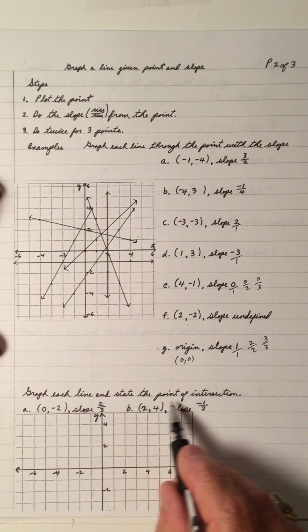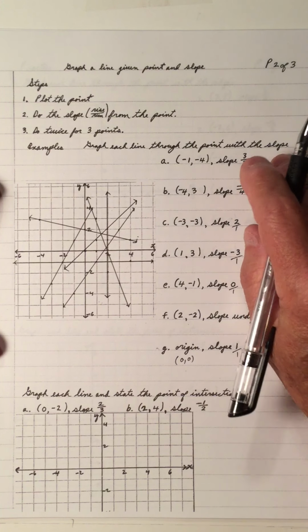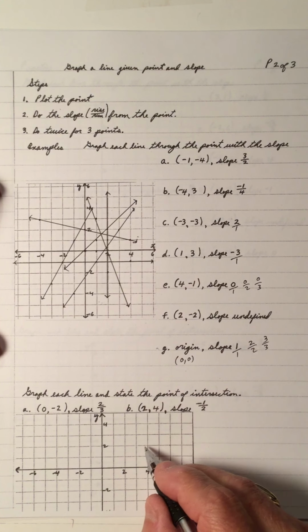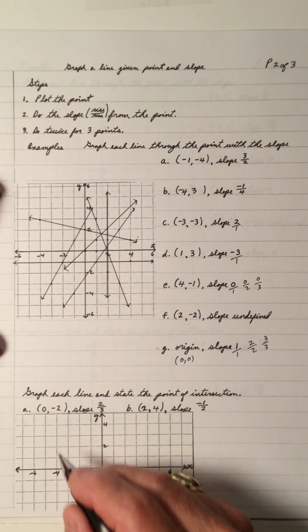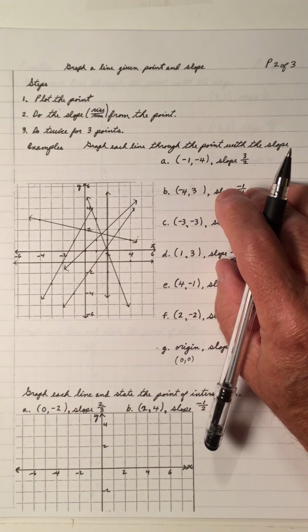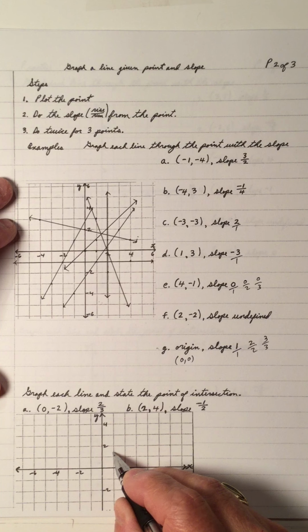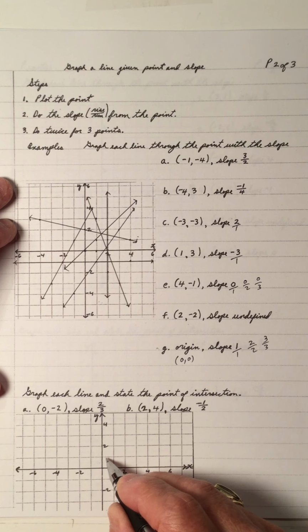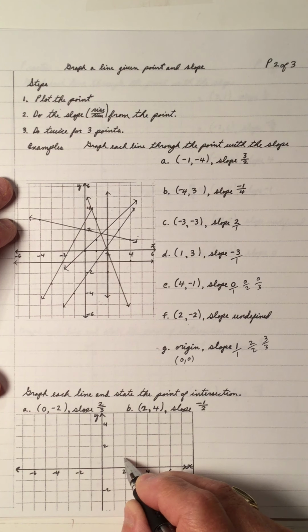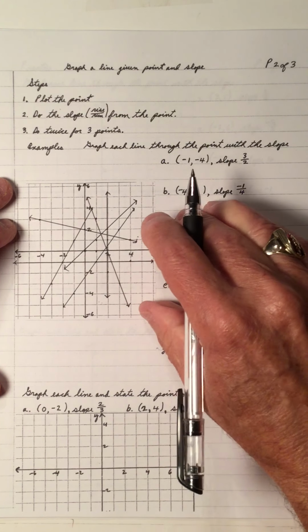Now we have another question. Graph each line and state the point of intersection. So the point of intersection in this case is going to be right on the corners of one of those blocks. If not, and a line intersected right there, we wouldn't know if that's a half, a third, or what it would be. So a line will hit at the corners of these blocks somewhere.